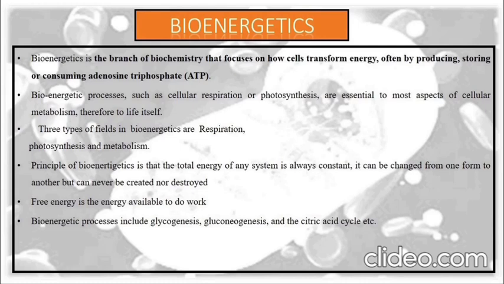Three types of fields in bioenergetics are respiration, photosynthesis and metabolism. The principle of bioenergetics is that the total energy of any system is always constant. It can be changed from one form to the other but can never be created nor destroyed. Free energy is the energy available to do work. Bioenergetic processes include glycogenesis, gluconeogenesis and citric acid cycle.